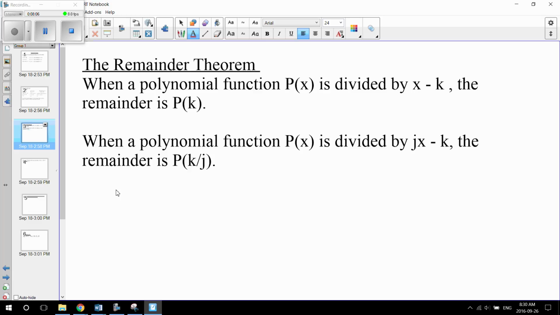Now this can be really helpful to us when you're doing long division or synthetic division, and you want to double check. This can be a quick check to see if your answer is correct. You take your k value and plug it into your polynomial function. If you get the same remainder that you got after you did your division, you know that you did your division correctly.